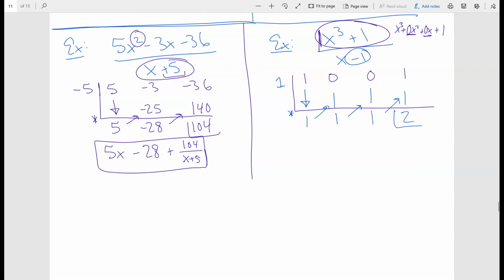So basically, notice that this was an x cubed. It's going to be 1 degree less, so it's x squared. So it's going to be 1x squared plus 1x plus another 1. And then you have a 2 over x minus 1. So this will be the solution for this last problem. Okay, so synthetic division, really quick and easy way to do it, as long as the bottom one is a linear factor and the leading coefficient on the denominator is a 1.